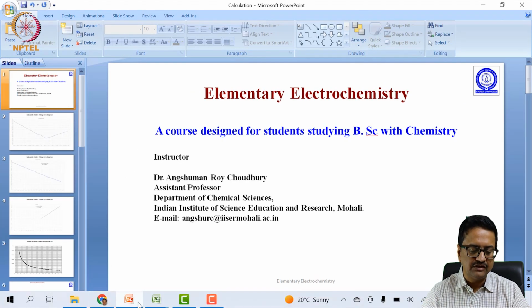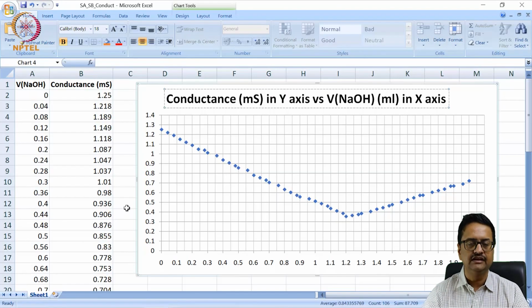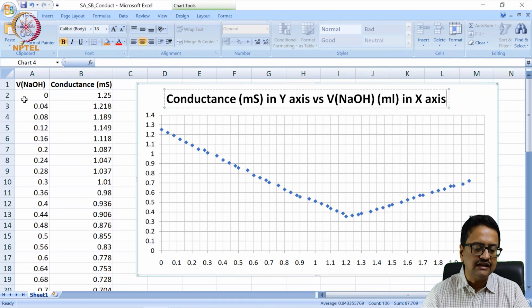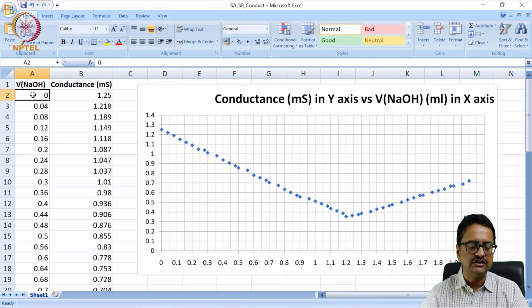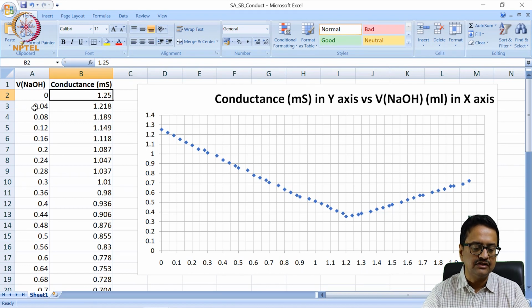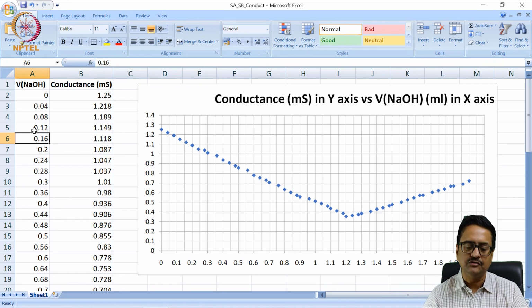So, before going into the presentation, I want to show you the data. What you can see here is that I'm demonstrating it with the data of strong acid versus strong base titration, that is HCl versus NaOH. In that experiment, we generated the data with different volumes of NaOH and the corresponding conductance in millisiemens that was recorded. If you remember, we took the data at every interval of 0.04 ml of NaOH being added, and then we equilibrated the solution to reach a stable conductance value and read the conductance values.